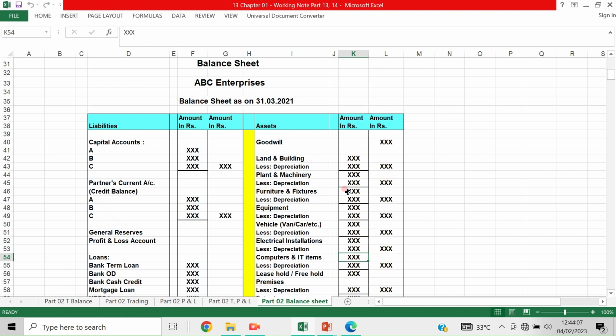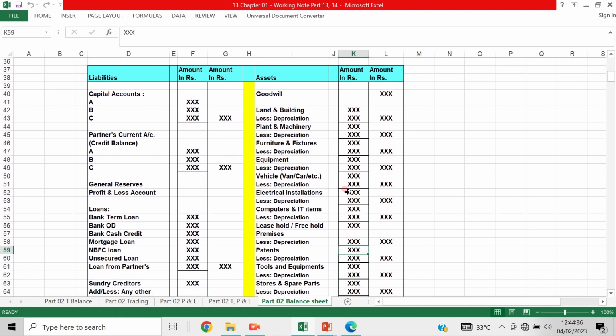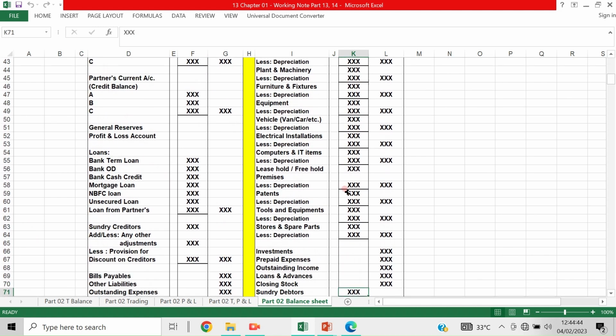IT nowadays is a very important thing because too much is being invested in IT, crores of rupees worth of networking and servers, etc. are being installed, PCs and tabs, laptops, etc. Then softwares, expensive softwares, etc. are taken. So computers and IT items less depreciation, leasehold or freehold premises less depreciation, patents less depreciation, tools and equipments less depreciation, stores and space less depreciation, etc.